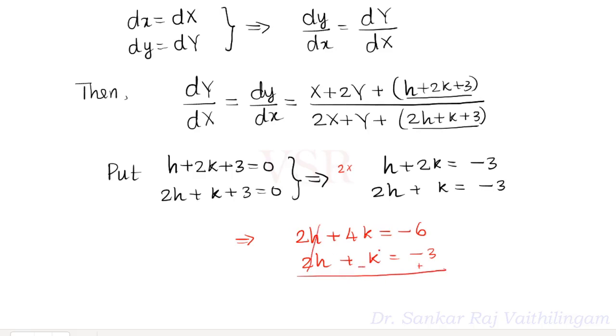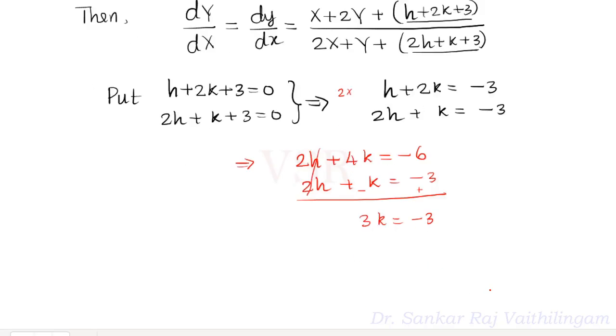So what we will have is 3k equals minus 3. கரெக்டா? இந்த minus 6 plus 3 அப்போ minus 3. So this implies that k equals minus 1. k equal to minus 1.